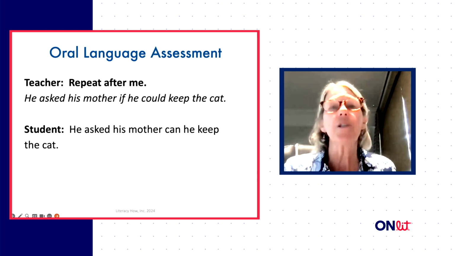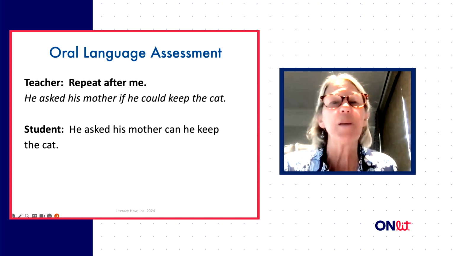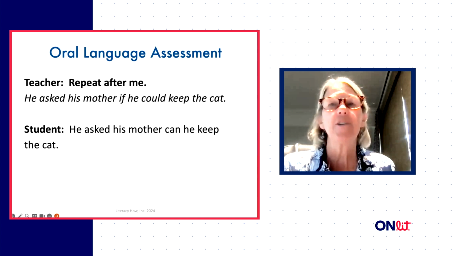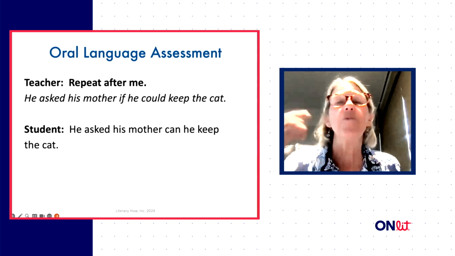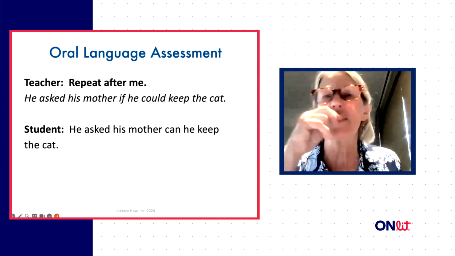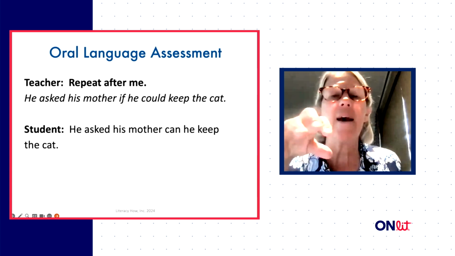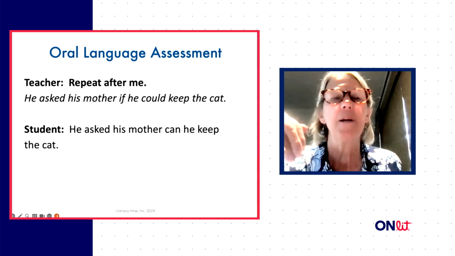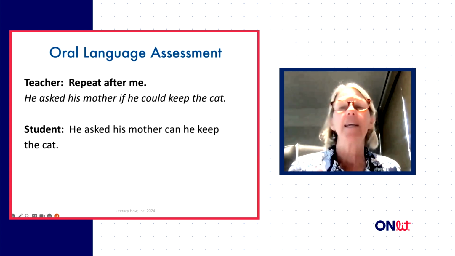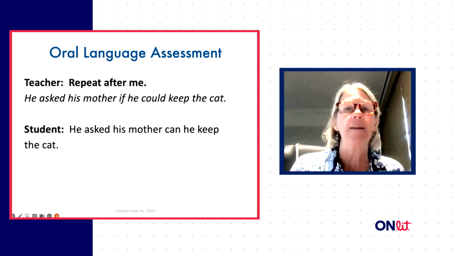Well, an oral language assessment where you just ask a student to repeat a sentence is actually really interesting to tell you if they have syntactic awareness. He asked his mother if he could keep the cat, and the student might say he asked his mother, can he keep the cat? So it's not that the student had trouble remembering the sentence, it's that this student doesn't have syntactic awareness of that particular construction, if he could keep. So instead, he translated it, mother, can he keep the cat?